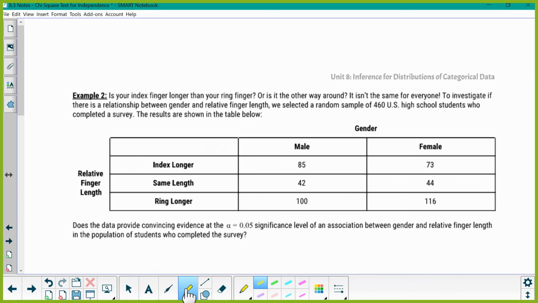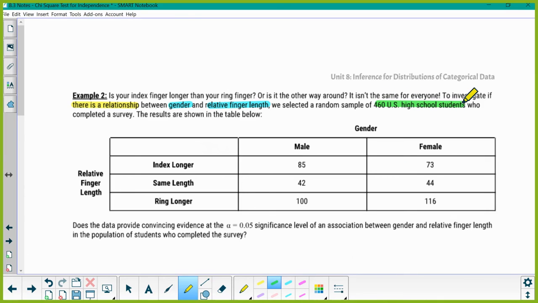So, again, I like to kind of walk through how we know this is an independence test. Now, it doesn't give the language in the original section, the first paragraph of association. However, it does ask if there is a relationship. That's kind of the same way as saying, is there an association? And I notice I have 2 categorical variables and I have 1 population.